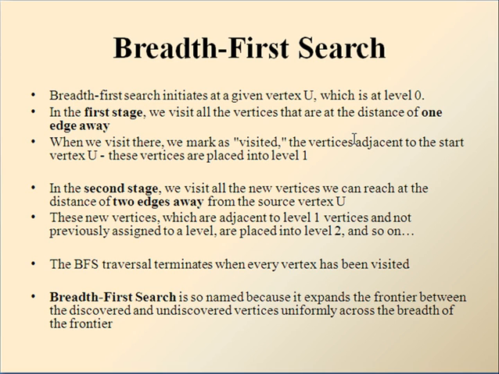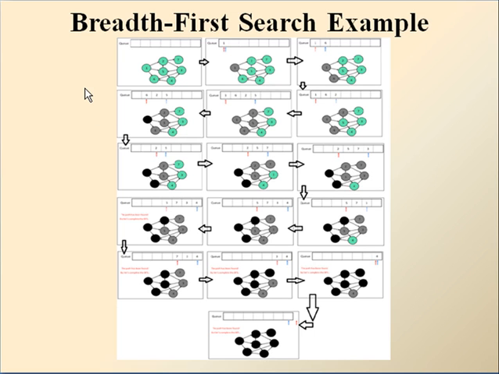Breadth first search is so named because it expands the frontier between the discovered and the undiscovered vertices uniformly across the breadth of the frontier. So this is an example of the breadth first search algorithm. We will start with the first node. This node is connected to these 3 vertices, that is, these 3 vertices are one edge away from it. So we will first travel to this vertex, then to this vertex, and then to this vertex. So you can see that for this vertex all the 3 vertices that were one edge away from it are traversed. So this is now done, and it is turned black.